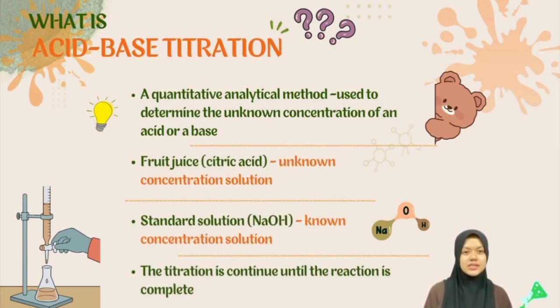Acid-base titration is a quantitative analytical method used to determine the unknown concentrations of an acid or a base by reacting it with a solution of known concentrations. In this experiment, the fruit juice or citric acid is the solution with unknown concentrations, while standard solutions, which is NaOH, is the solution with known concentrations. The titration is continuous until the reaction is complete, and then we can calculate the content of citric acid.